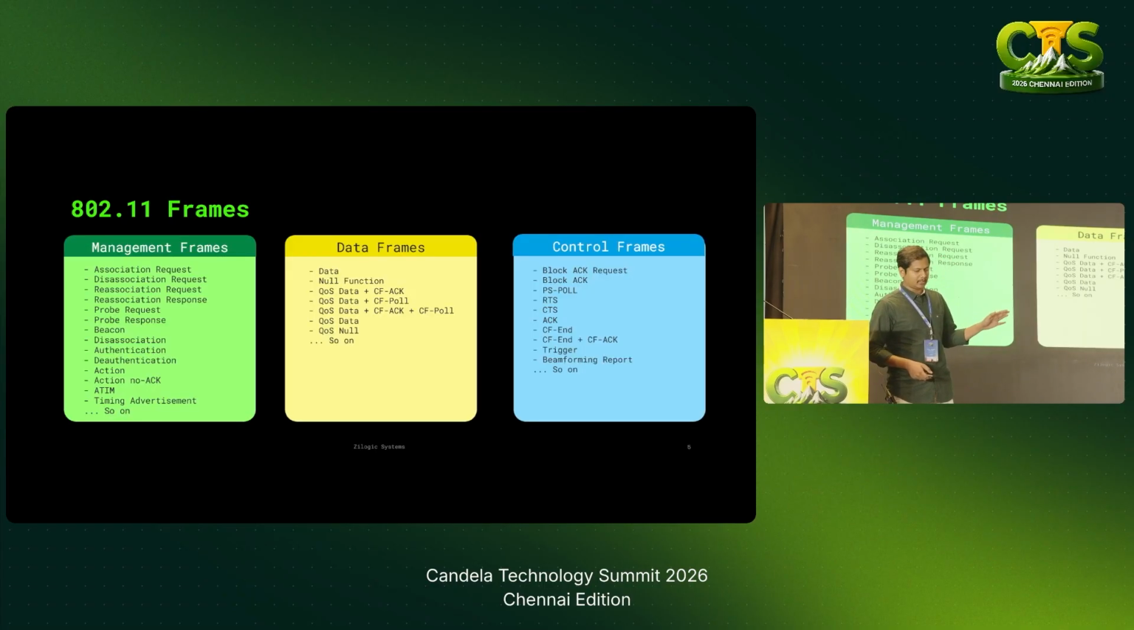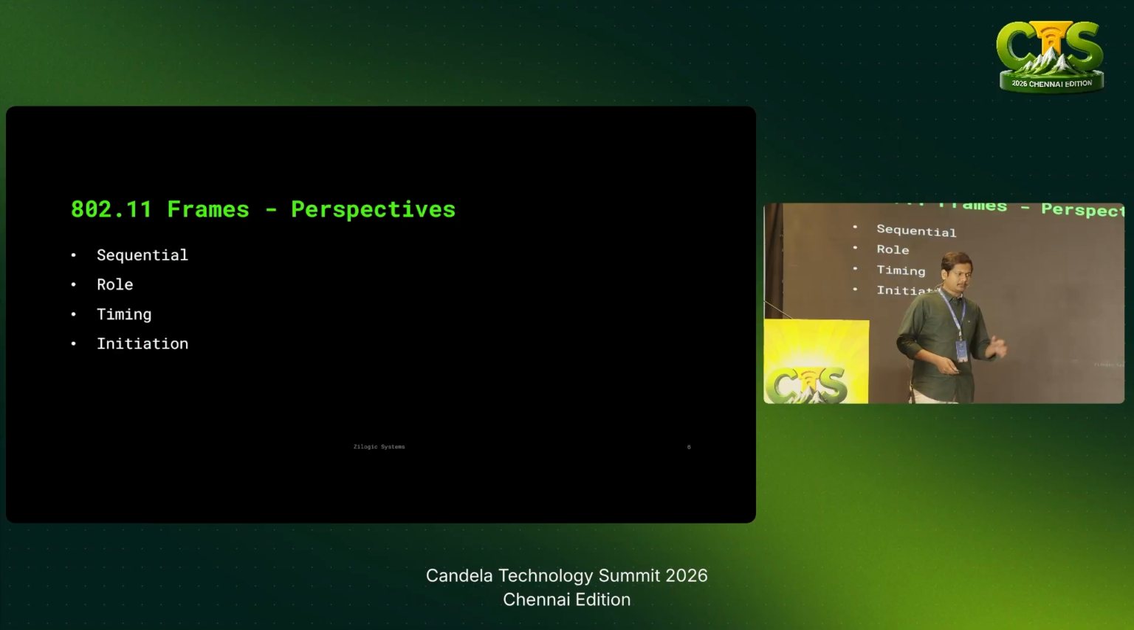A typical classification of 802.11 frames is management, control, and data frames. Management plays the policy brain, the control frames are the traffic signals, and the data frames are the real payload that we want to transfer between the stations. Instead of this classification, we'll form a different model of categorization. Those are the four lenses we have.